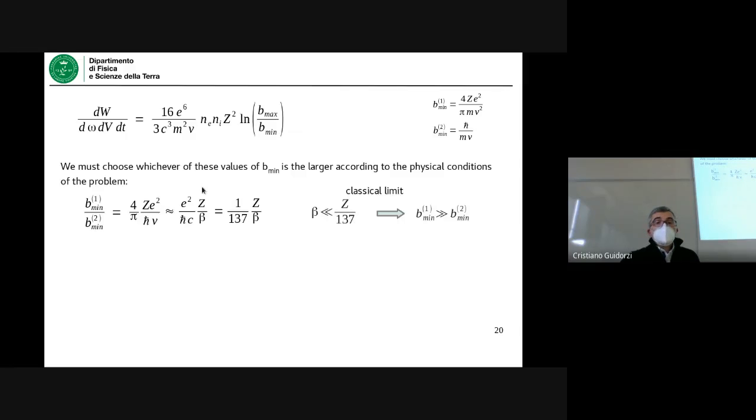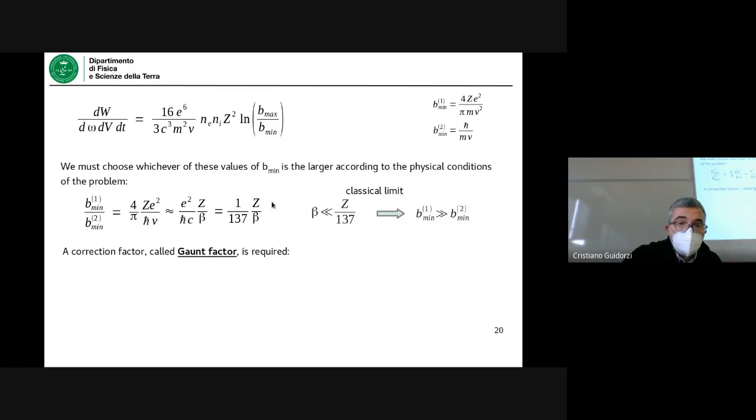So when B1 is much larger than B2, you have to take B1. But this is the case whenever this ratio is much larger than 1. That means beta has to be much smaller than Z over 137. And this is indeed the classical limit. It means that the electron is non-relativistic, highly non-relativistic, I would say. In the opposite case, when the other condition is fulfilled, of course, you have to take B2.